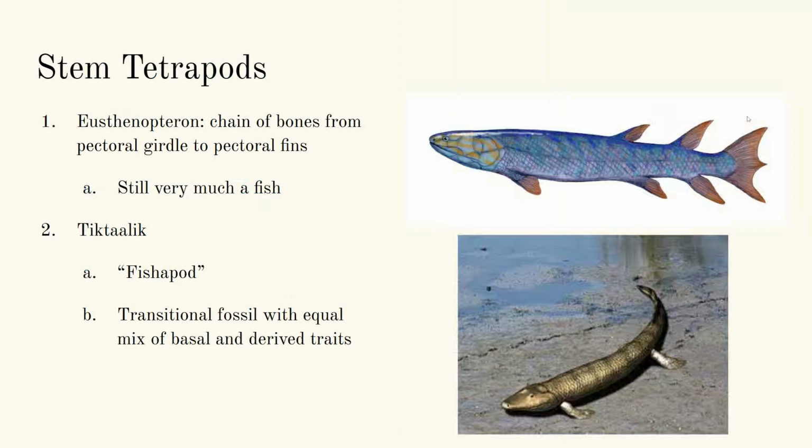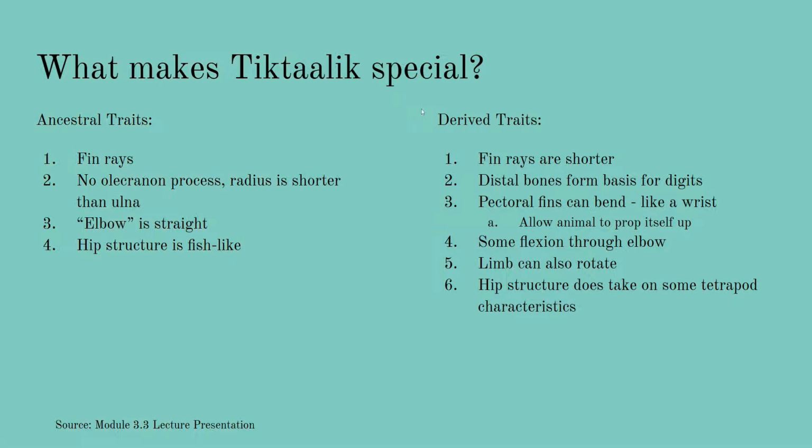Looking at stem tetrapods, Eusthenopteron had a chain of bones from the pectoral girdle into the pectoral fins. They're still very much a fish. You can see Eusthenopteron up here, definitely a fish. And then going into Tiktaalik, the individual that found the first Tiktaalik fossil described it as a fishapod. It's a transitional fossil with an equal mix of basal and derived traits.